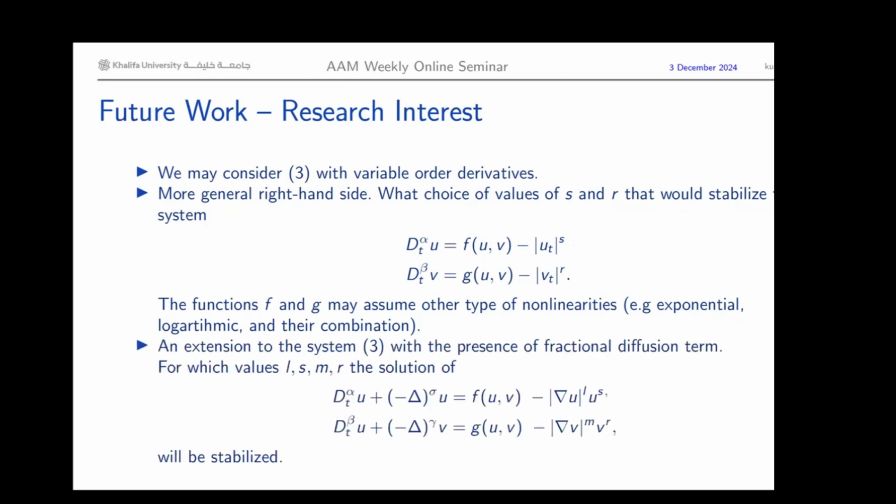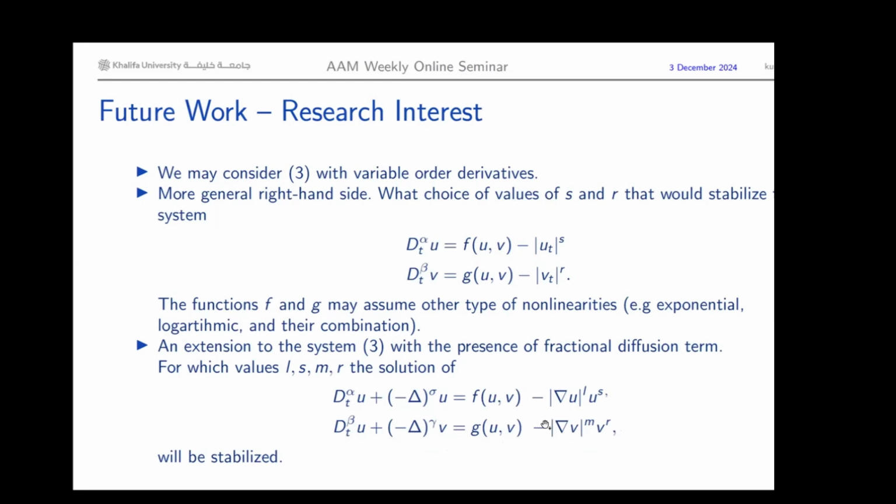And also, as I mentioned before, the system actually comes from natural questions that model an environment with potential blowing up or explosive behavior in a diffusive medium. Now I want to incorporate the diffusion term, but in the diffusion term I would like to add the fractional diffusion term, where sigma and gamma here are between 0 and 1. F and G assume any other type of nonlinearities, and the subtraction here is the same, right?